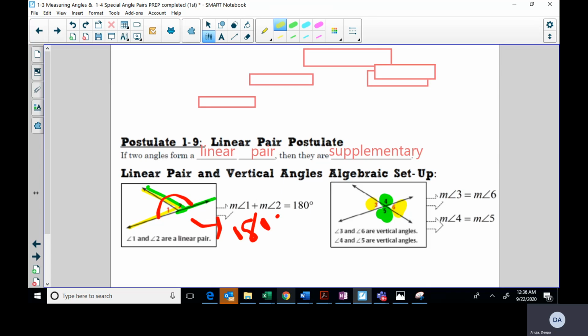Vertical angles means those angles which are formed by the intersection of two lines. The angles on the left and the right are equal to each other, and angles at the top and the bottom are equal to each other. Now, how will we use this information?